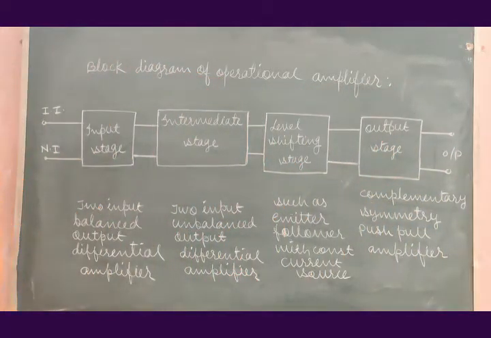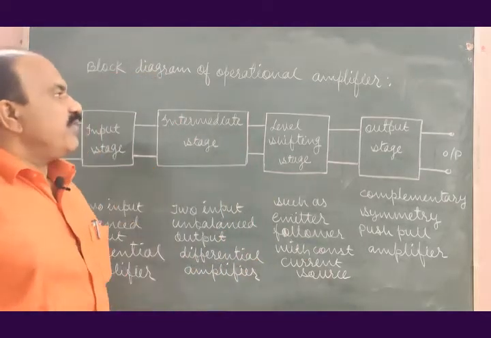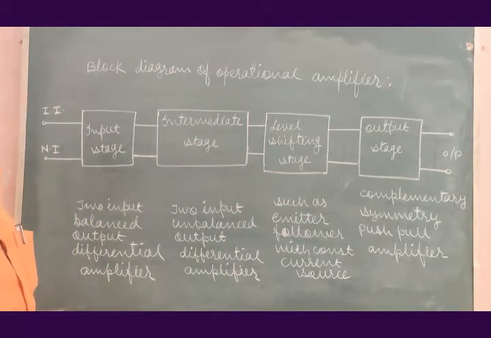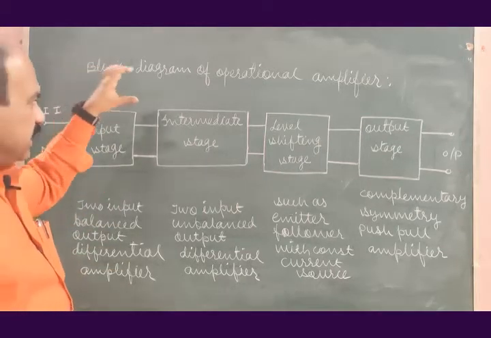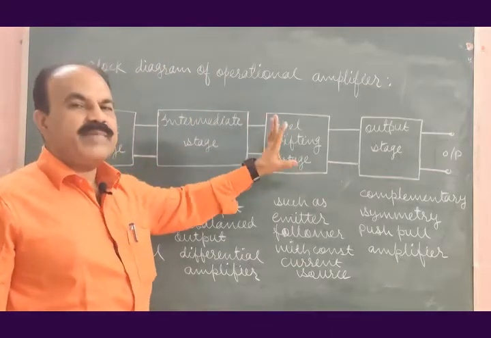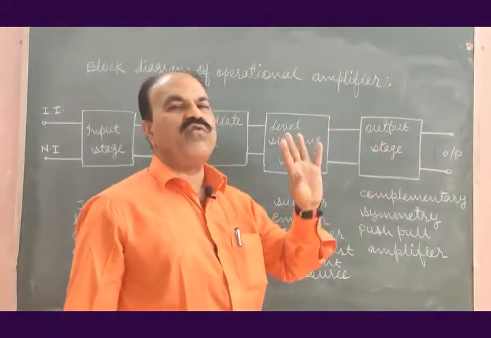Block diagram of operational amplifier. Yes, video is on. This is the block diagram of operational amplifier. It is represented by 4 blocks. Input stage 1st block, intermediate stage 2nd block, level shifting stage 3rd block, output stage 4th block.